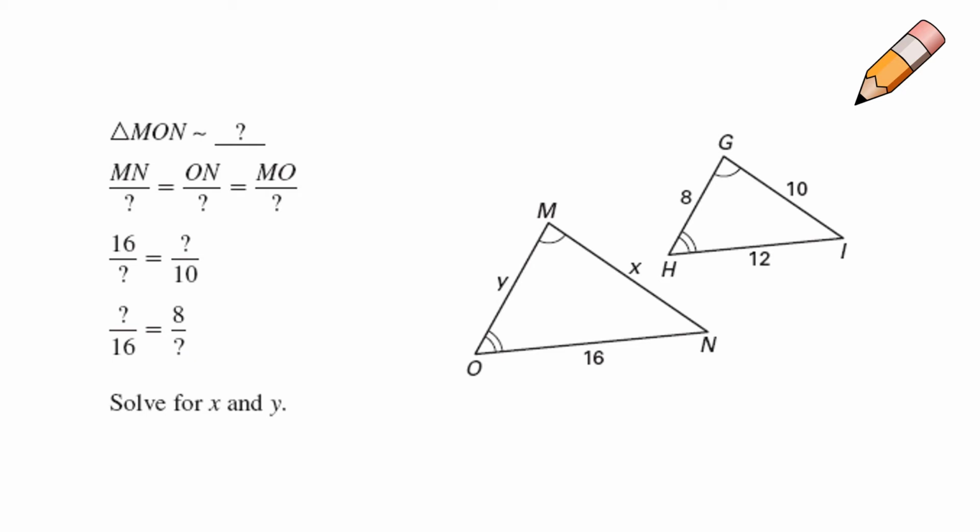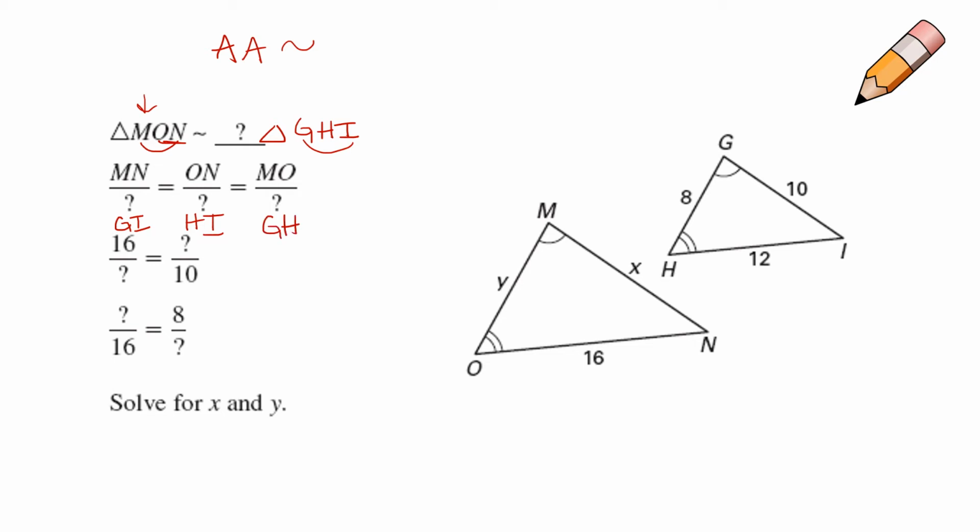If you notice here in the pictures that are given to us, we are given that two sets of angles are congruent. So by AA similarity, it's safe to say that these two triangles are similar. So when I finish off this triangle similarity statement, M corresponds to G, O corresponds to H, and N corresponds to I. So I finished that off. Now it wants us to fill in the blanks here. So side MN is going to relate to GI. Side ON is going to relate to HI. And side MO is going to compare to GH.